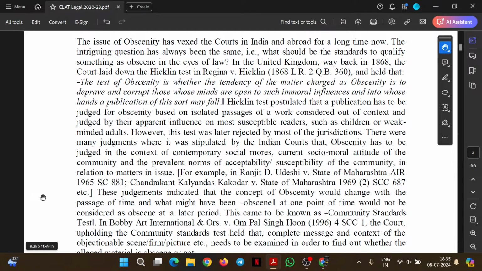The issue of obscenity. The issue of obscenity has vexed the courts in India and abroad for a long time now. The intriguing question has always been the same. What should be the standards to qualify something as obscene in the eyes of law?